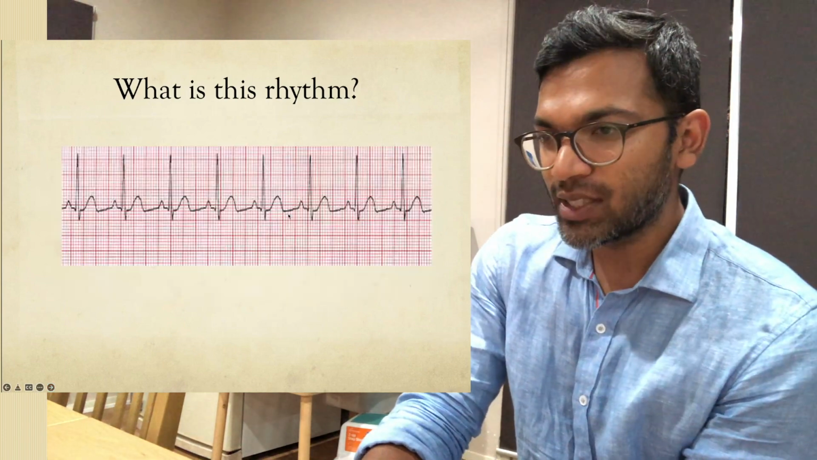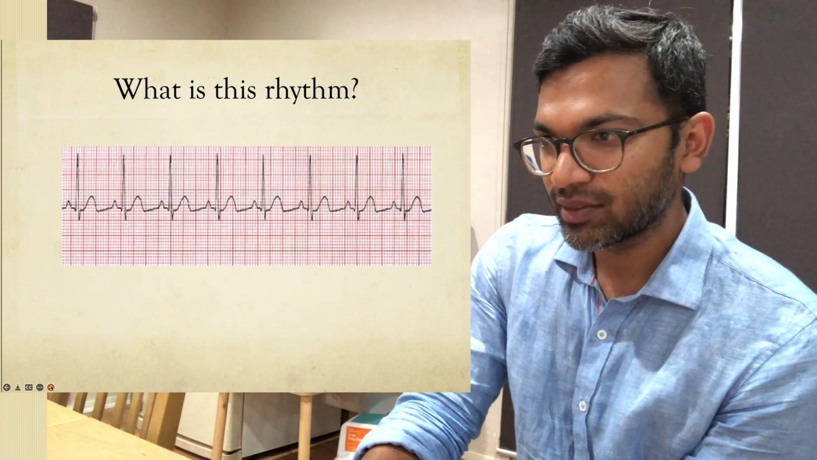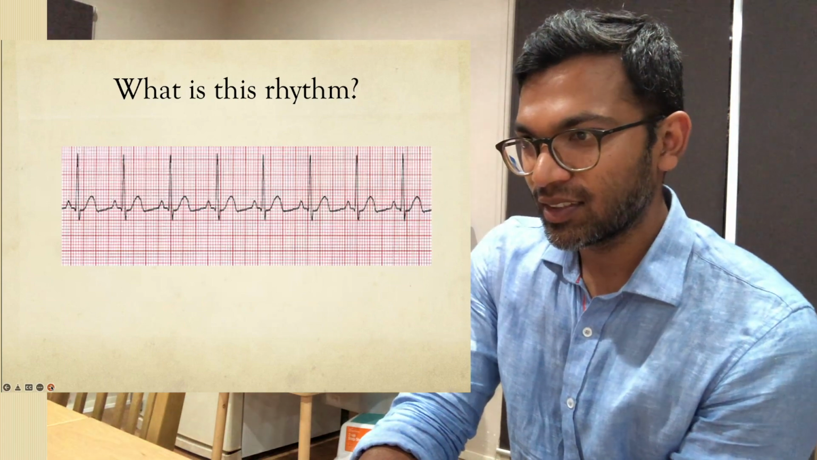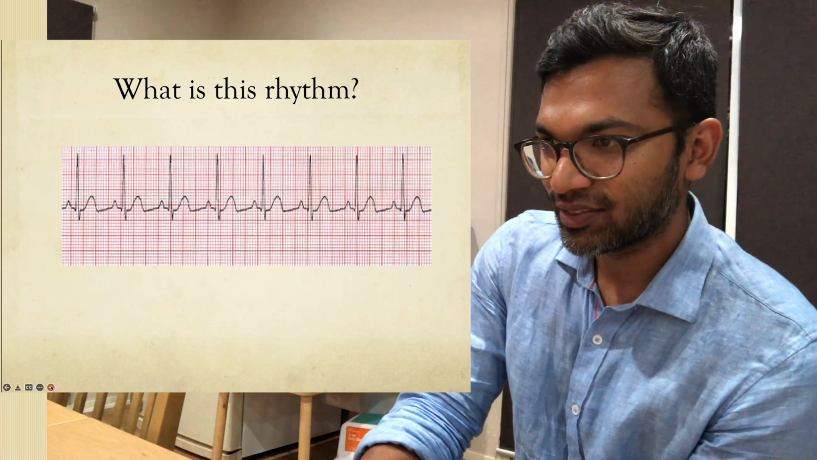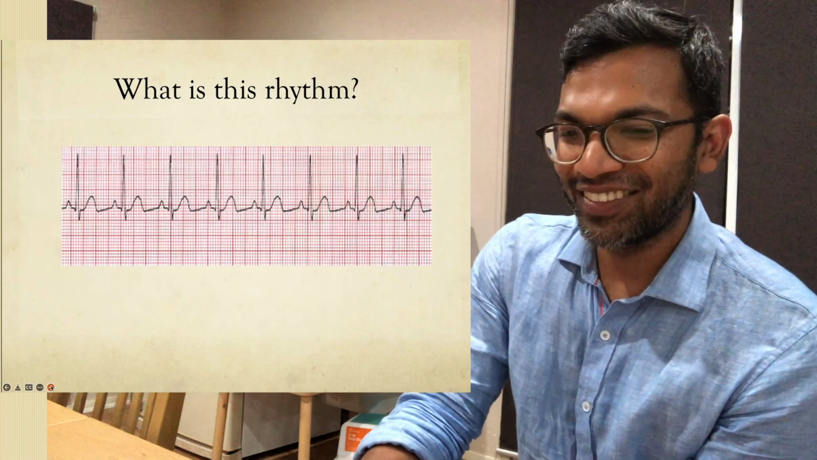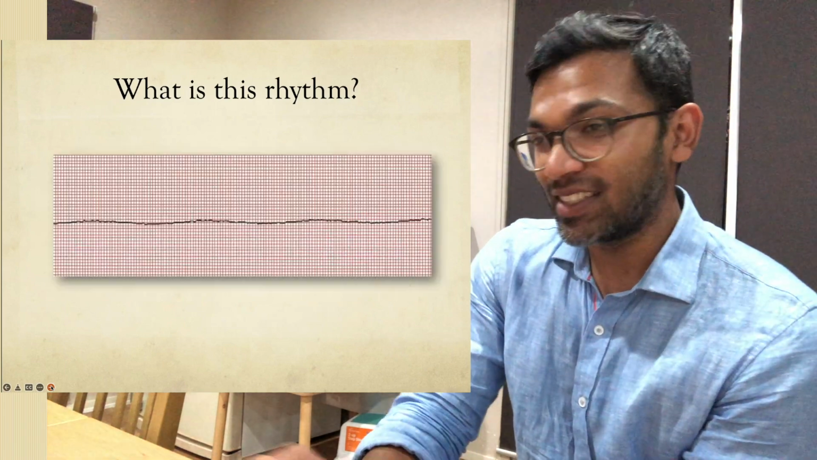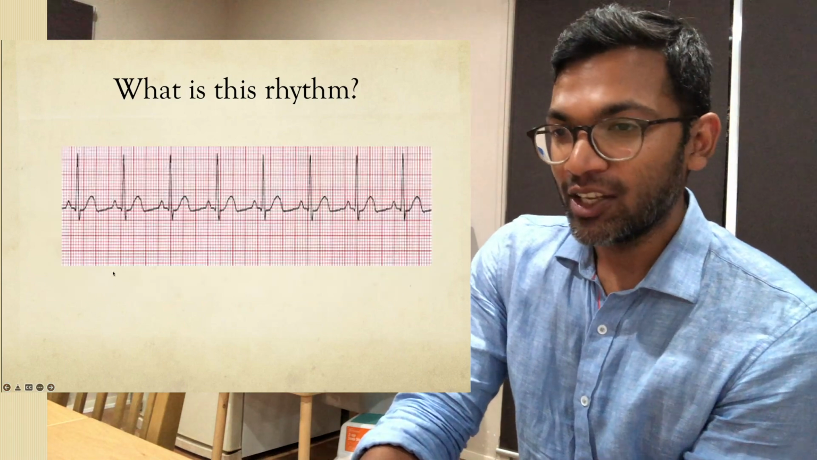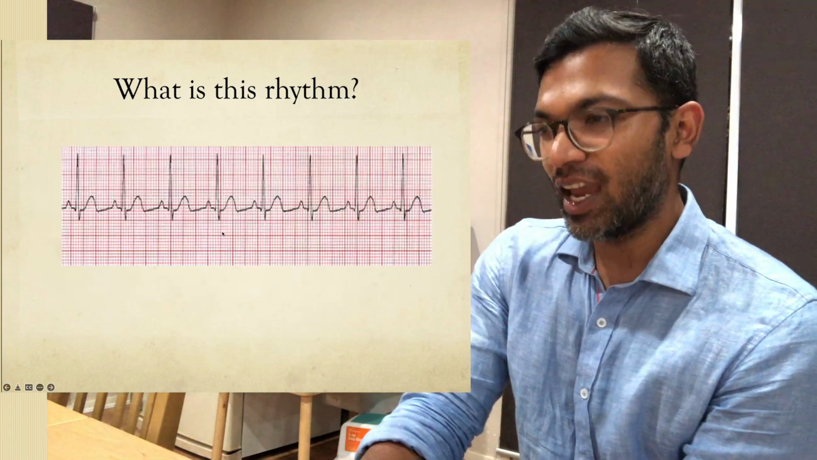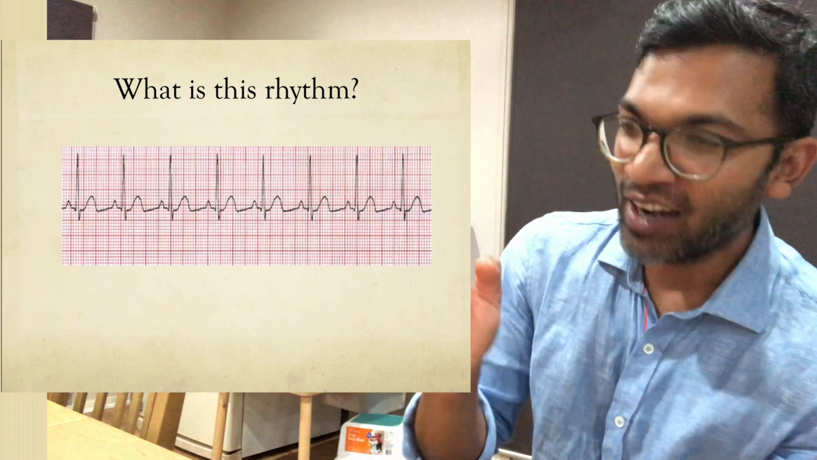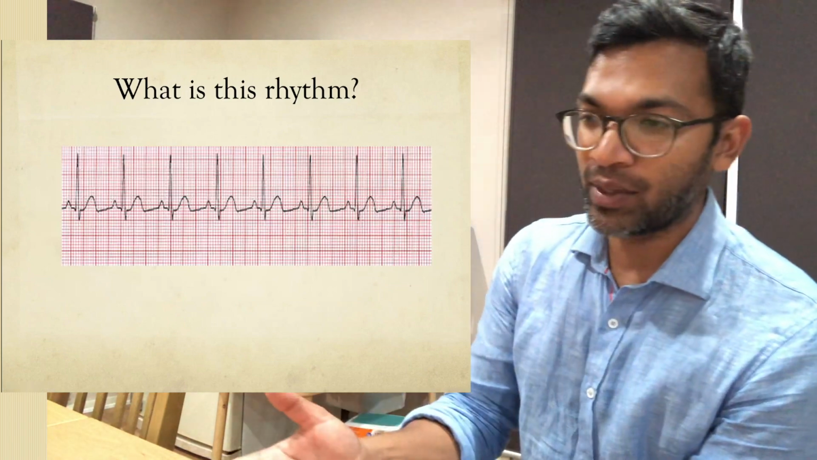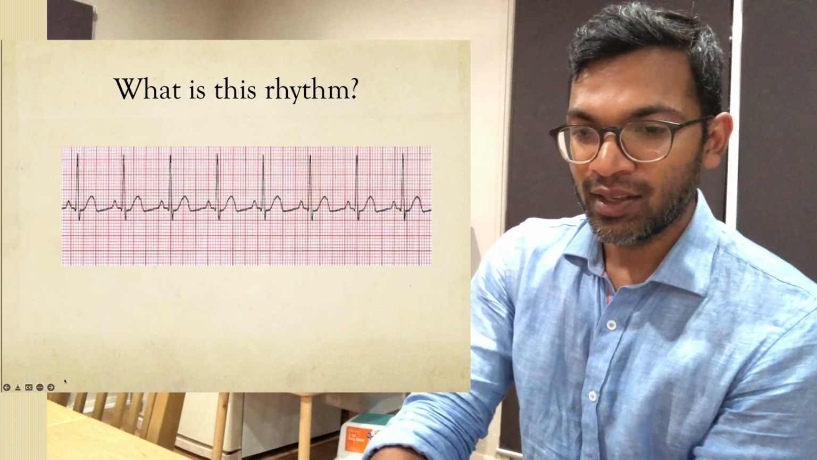Now, what's this rhythm? That's either normal sinus rhythm or PEA in this circumstance. That's exactly the right answer. So if everyone got that, in the context of ALS, it's either sinus rhythm or you check for a pulse, and if there's no pulse, it's PEA.